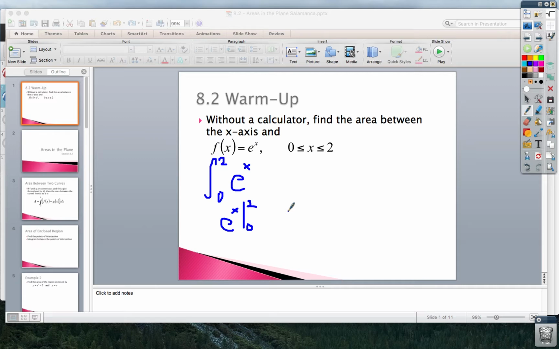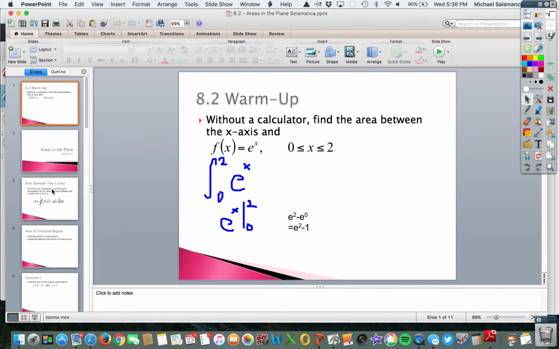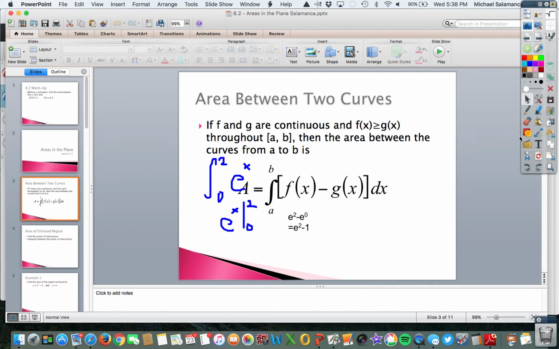And what we're left with here is e to the second power minus e to the 0. That turns out to be e squared minus 1. And that's it. So in this particular section, we're going to look for areas between two curves.